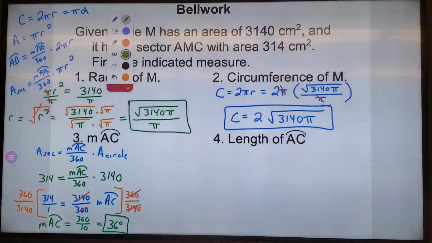And again, your other option was to take 360 times that 314 and then divide by 3,140, which again would still give you 36 degrees, if done correctly.